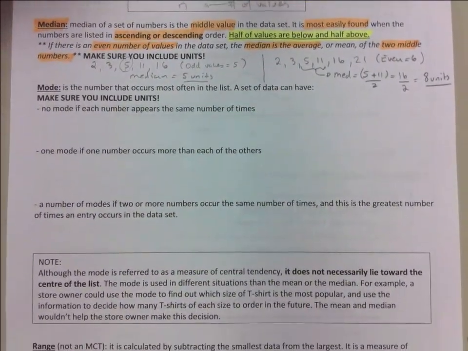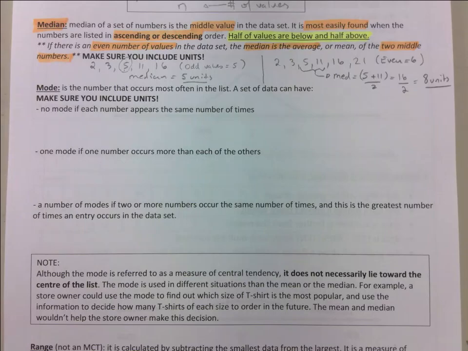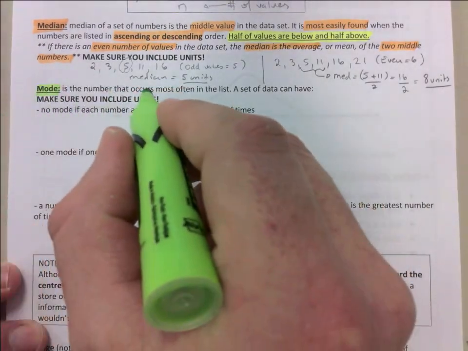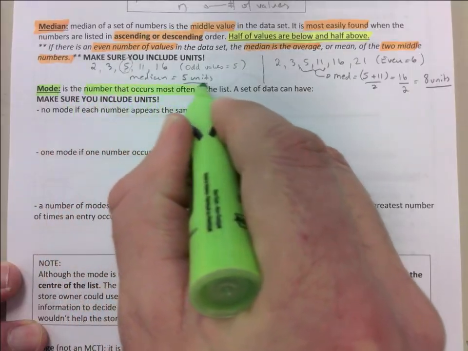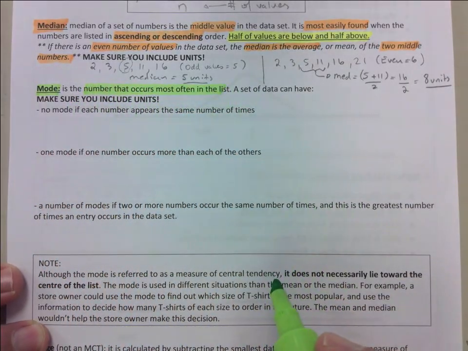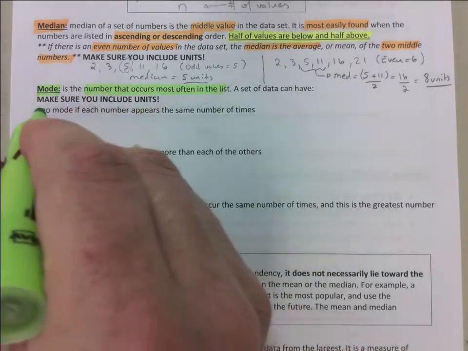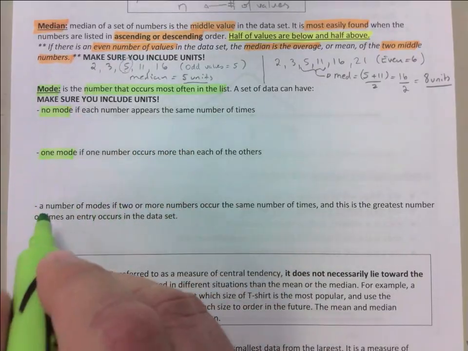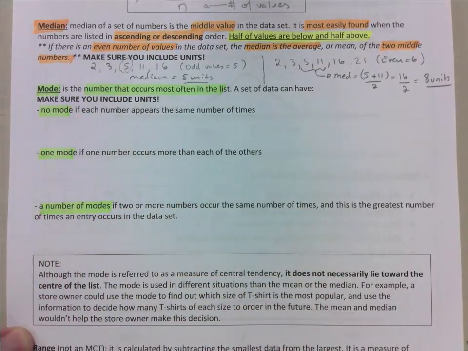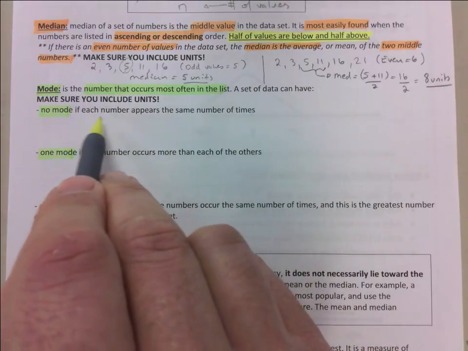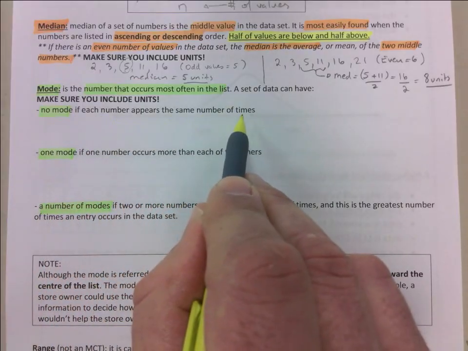So, mode. Do you know what mode is? Remember mode? It's the most popular, right? The number that occurs most often. And again, I say make sure you include units, right? You can have no mode, one mode, or a number of modes. Okay? So no mode if each number appears the same number of times.